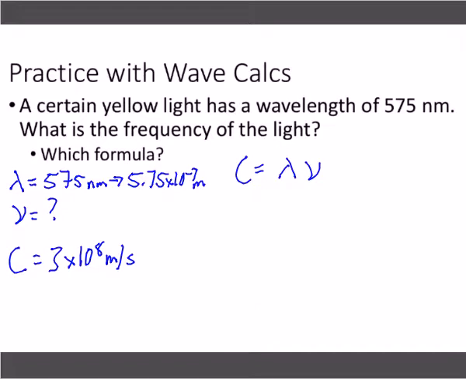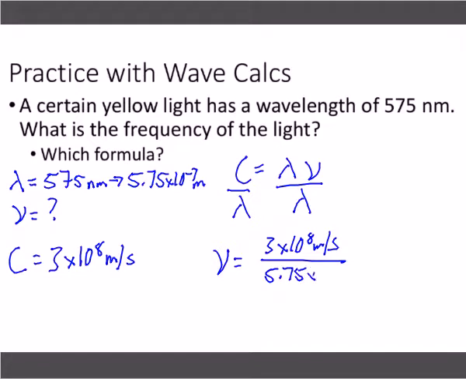All right, so now it's just, again, plug and chug. So we're going to solve for frequency. How do I get frequency by itself? Yeah, divide by wavelength. So we're going to divide by lambda there. So frequency equals c, 3 times 10 to the 8th meters per second, all over 5.75 times 10 to the minus 7 meters. So our frequency, meters are going to cancel out.